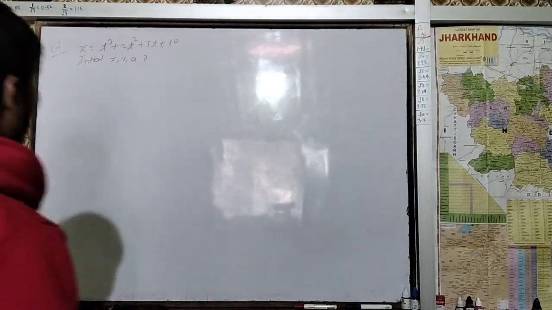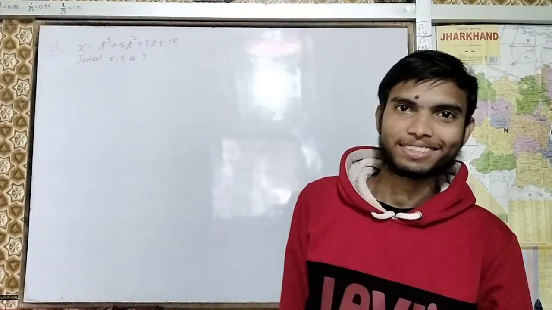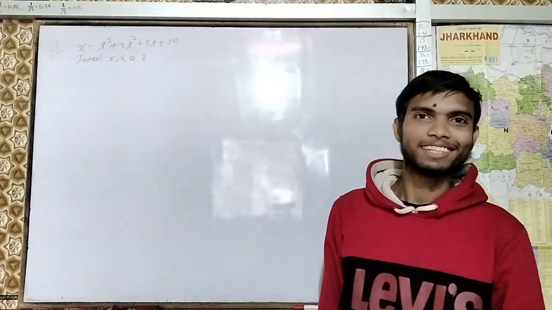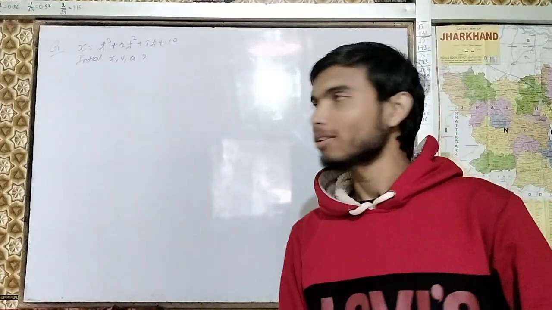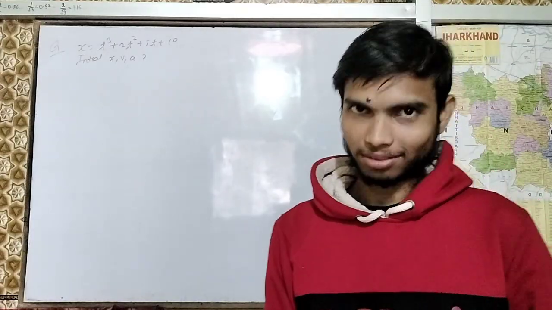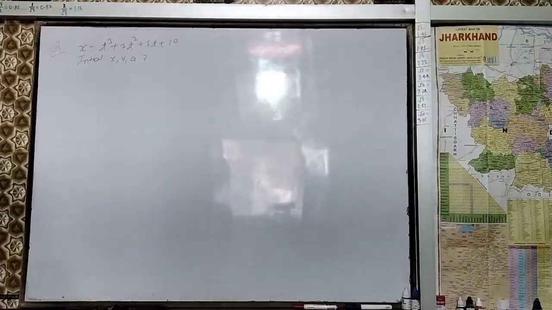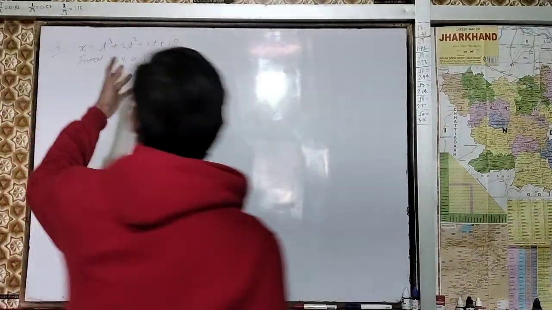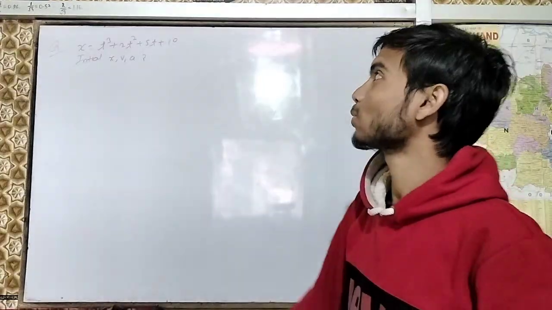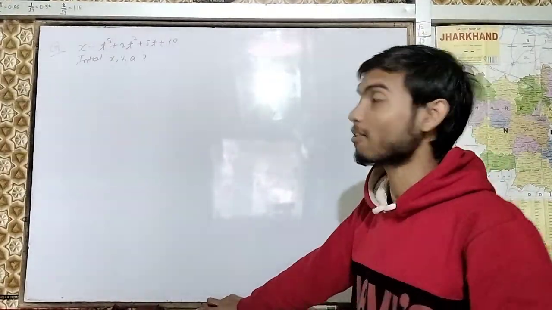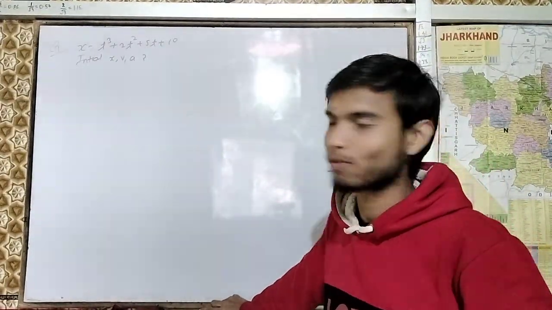Now look at this question. What are you getting, clarity? Here the location of a particle is given. X is the location of a particle, which is given in this equation: t cube plus 2t square plus 5t plus 10. This is the location of a particle.